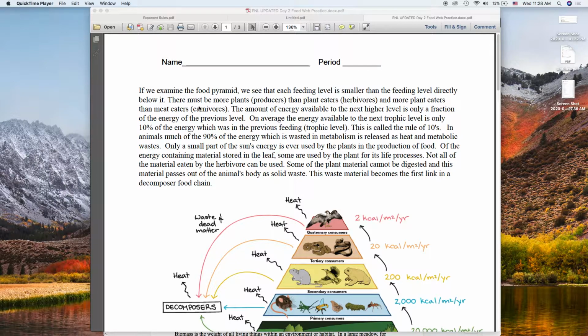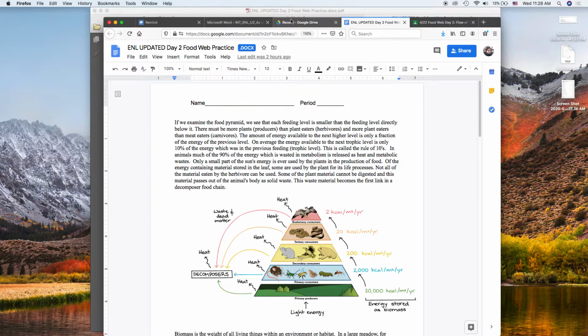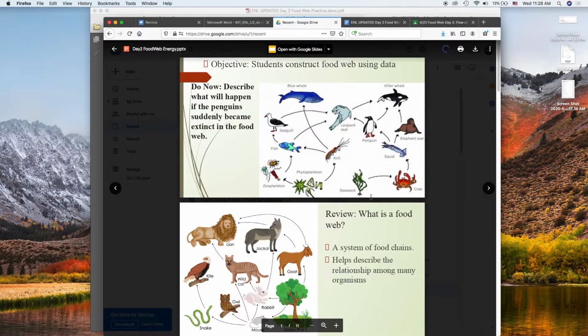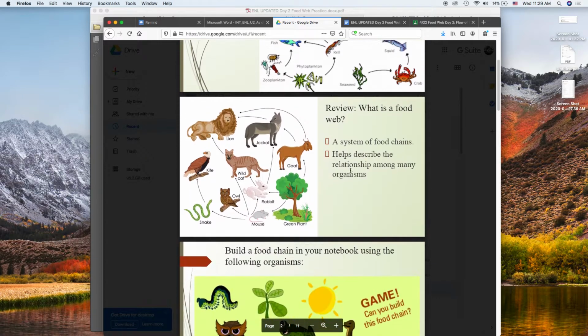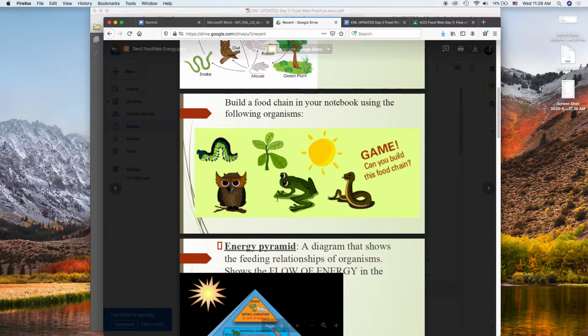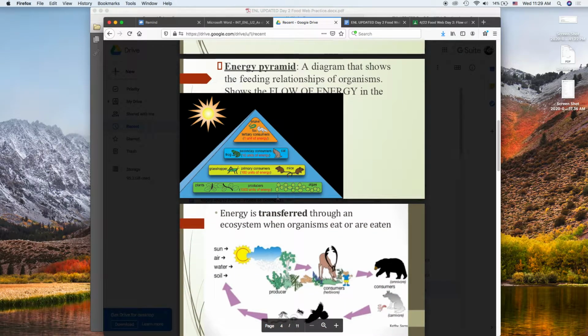So we had class today about food webs. We talked about the connections between plants and animals, organisms in an environment. Remember that our arrows show that this animal is food for that animal, okay? And in class, we made a food web using these animals, and then we talked about the energy pyramid.